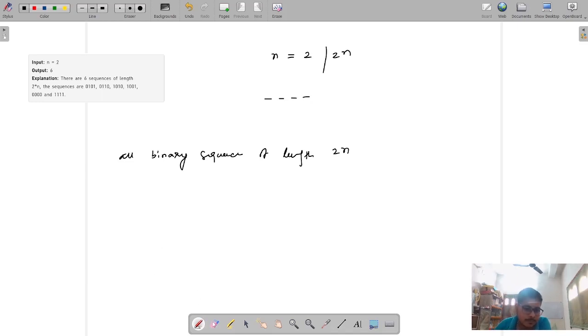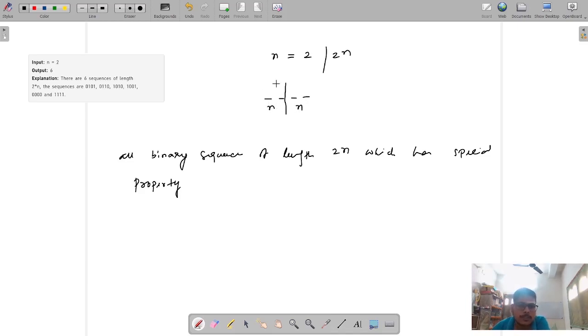Now what does that mean? Not only that, we are given a property also. Firstly we have to find 2n length binary sequences which have a special property. So what is that property? If I bisect the 2n length, I will get n length and n length.